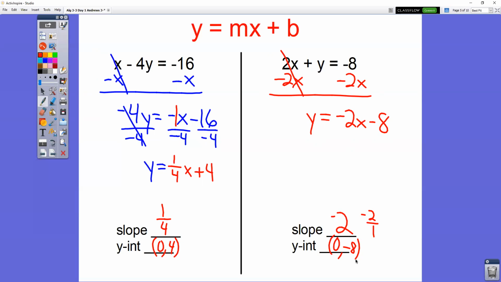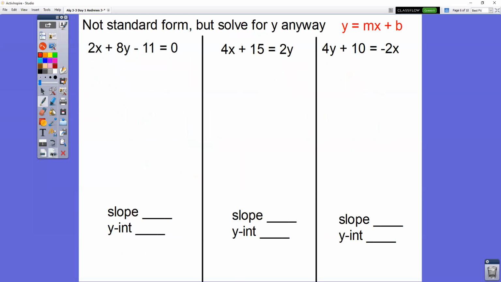Now, all of these problems that we did so far had the original equation in standard form. We had an x and then a y and then a plain number. You're going to have questions that are not in standard form. All right, notice that all of these in this first one are all on the left-hand side of the equal sign. Our goal is still the same. Our goal, no matter what the problem looks like, is to get that y equals all by itself. So different problems are going to be solved different ways.